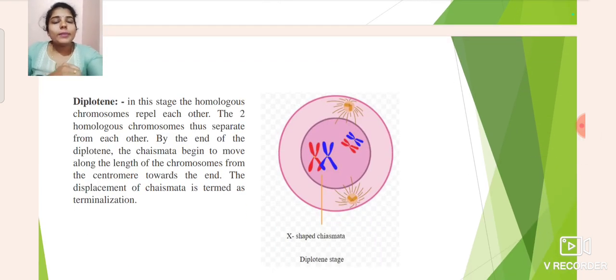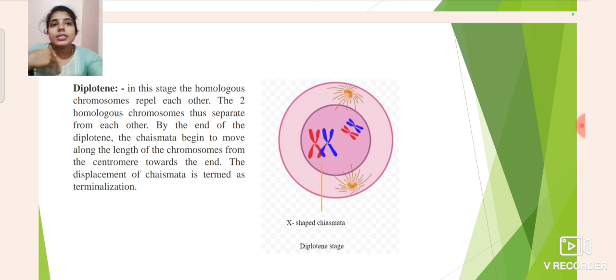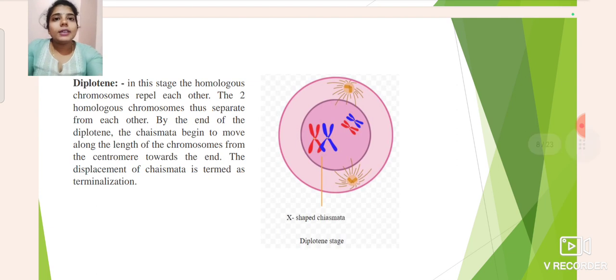Next, a very important stage called diplotene. This diplotene stage occurs after the formation of the tetrad. Here in the diplotene, the homologous chromosomes repel or retract from each other. The two homologous chromosomes separate from each other. Then between the chromatids, the exchange of segments of genetic material is nothing but crossing over. So in the diplotene, crossing over happens.